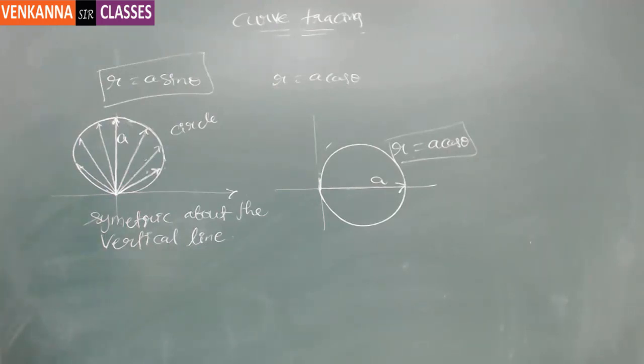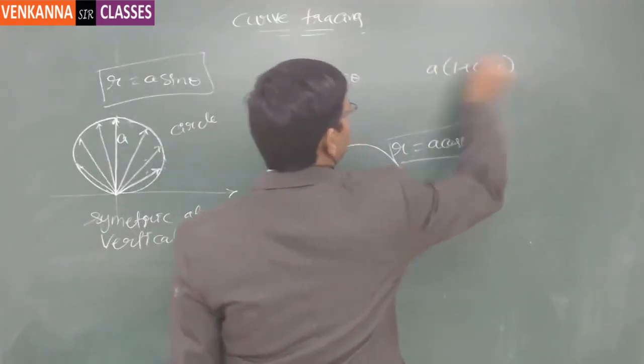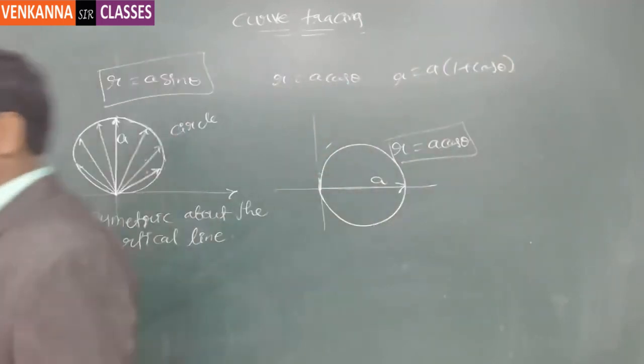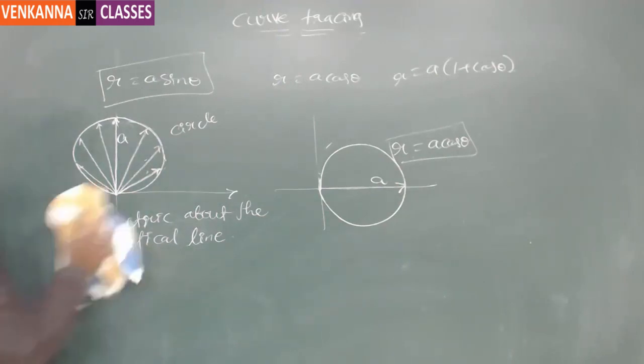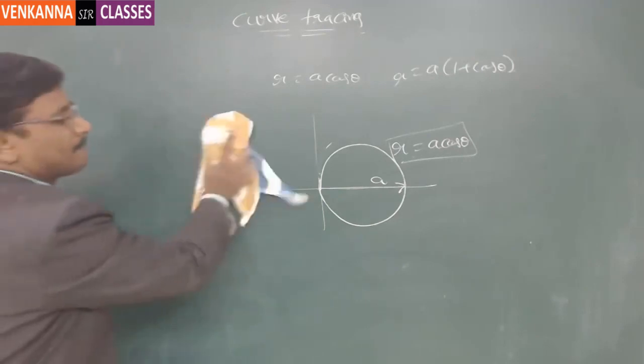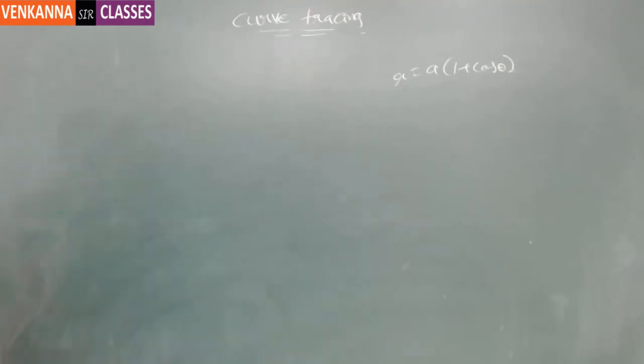Can you trace r is equal to a into 1 plus cos theta? I didn't get you, Ravindra. What is its half? So you can increase theta value from 180 degrees, but you are going to get the same value again, because the radius value is only positive.